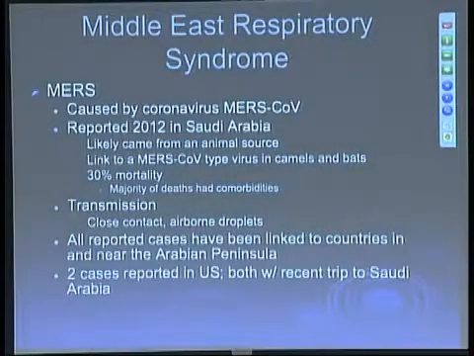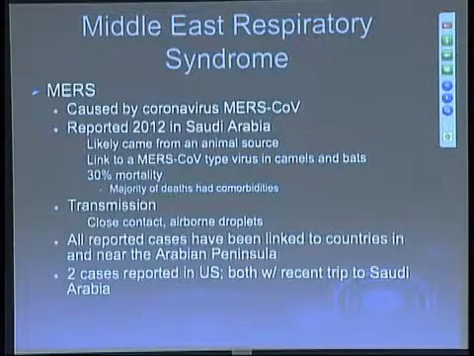You say, well, we haven't had a SARS outbreak for a while. No, we haven't, but we get other ones that are just fun. MERS, Middle East Respiratory Syndrome. This is caused by a coronavirus again. It's called the MERS-CoV. 2012, started in Saudi Arabia. Most likely came from an animal source. The virus is endemic in camels and bats.